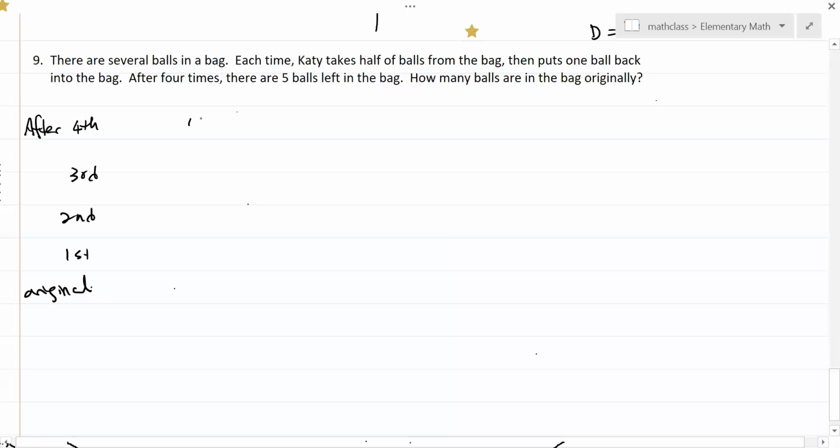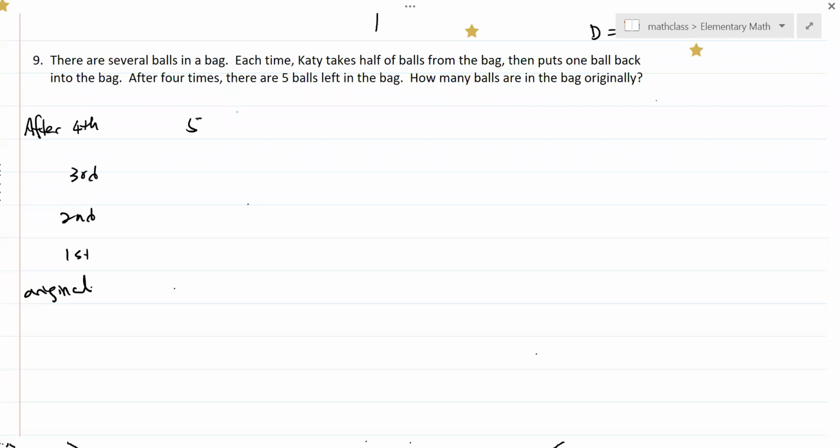So there are 5 left, right? There are 5 balls there after. So then you go back to the 3rd step. How many left from the 3rd step? How do you get half, right? How do you get a 5? 5 actually, because that's one ball was added late. So if you take one ball away, this should be the half.